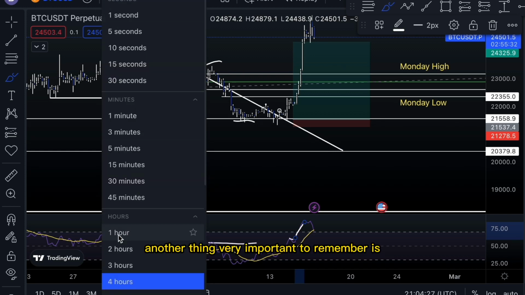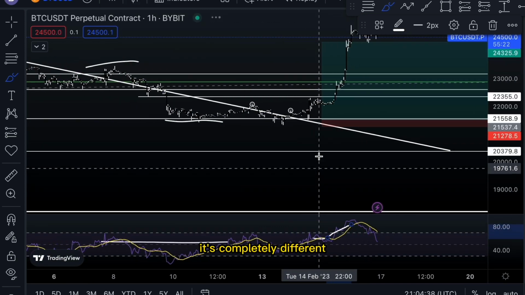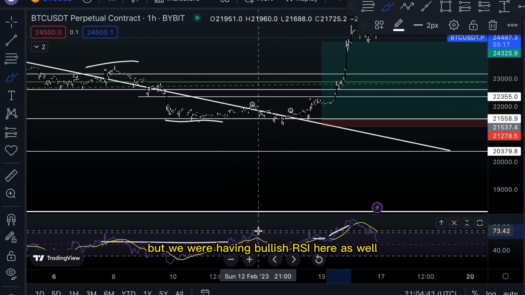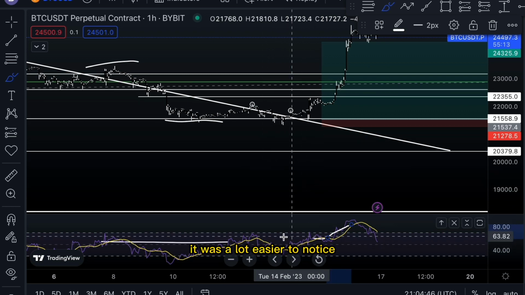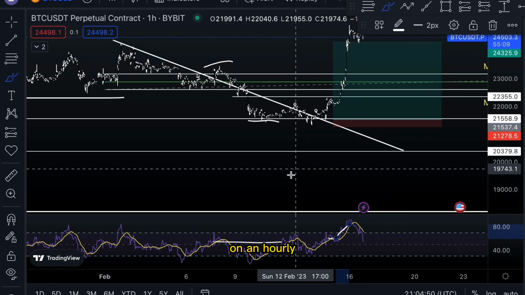Another thing very important to remember is RSI is going to look different for every single time frame that you're looking at on a chart. So if I look at the hourly, it's completely different. We're still having bearish price action, but we were having bullish RSI here as well. It was showing us, but it was a lot easier to notice on an hourly, as you could tell here.